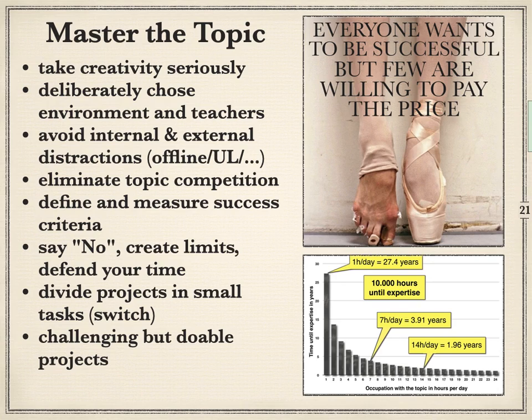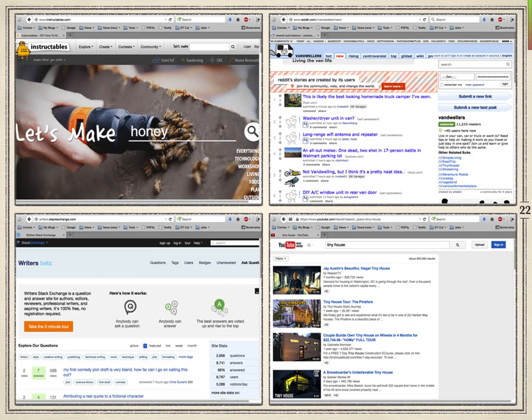You can divide projects into small tasks and then switch between these small tasks and the overall project so that you see the big picture, but always know what you have to do. And select challenging but doable projects, something that is difficult but manageable. And the nice thing about the internet again is that there is lots of information online which can help you. For example, Instructables, Reddit, Stack Exchange, or YouTube videos which really give you a lot of information how to do something, and you can use it to become better.